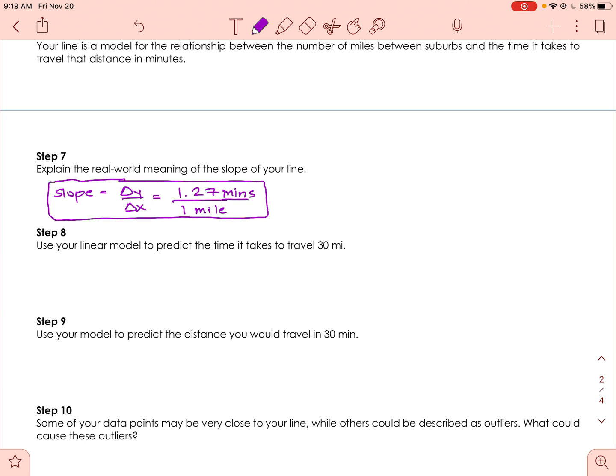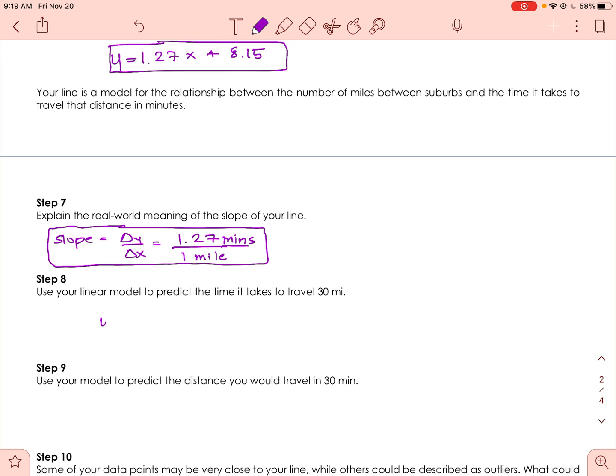Now, it then says use your linear model to predict the time it takes to travel 30 miles. So if we would want to use that model, our model being y equals 1.27x plus 8.15, what we would do is take the number 30 and plug it in for x. So when we plug that in, we have 1.27 times 30 plus 8.15. So it would take approximately 46.25 minutes to travel 30 miles.